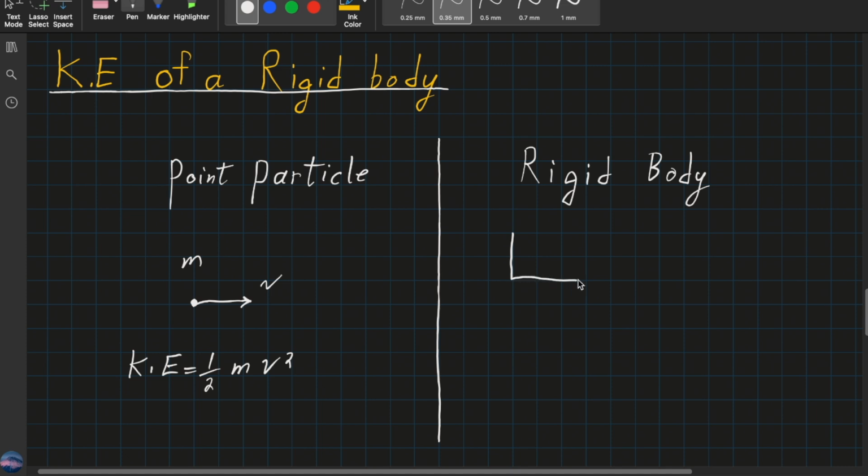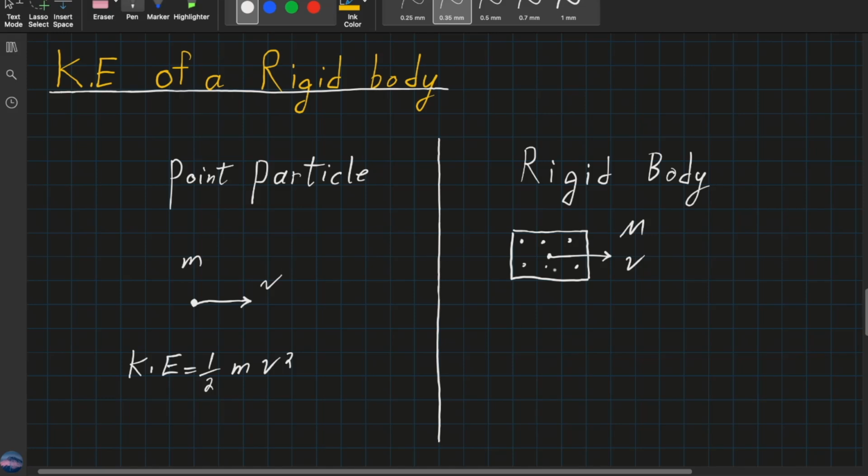But now suppose that we have a rigid body that has a mass capital M and is traveling with a velocity v. How do we compute the kinetic energy of a rigid body? We know that a rigid body will be made out of teeny tiny particles that make up the object itself. You can say it's made up of atoms or molecules, or even macroscopic particles that are within the object itself.